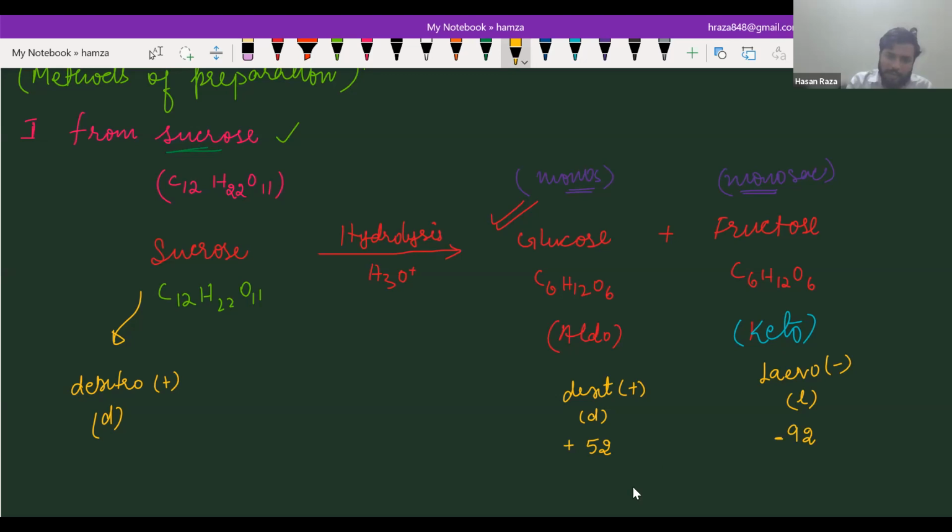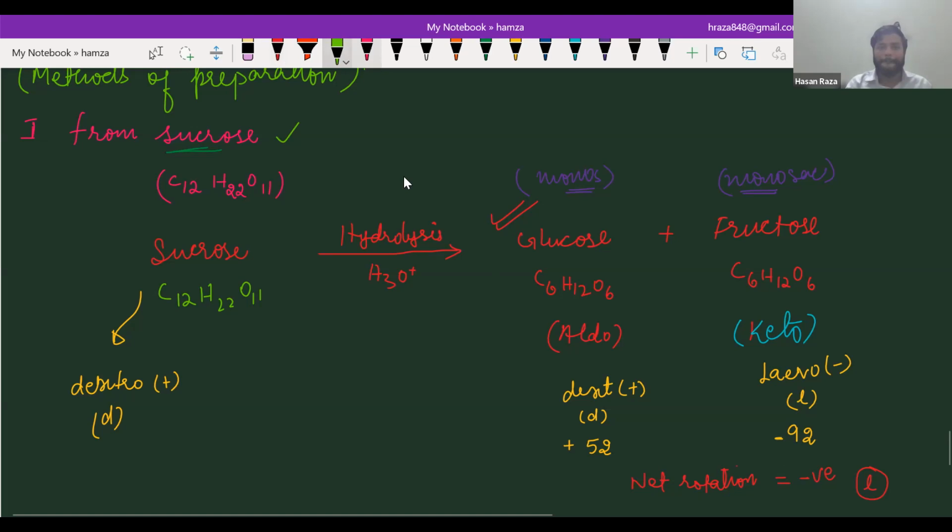Levorotatory means negative, and L. You know that levo is anti-clockwise and dextro is clockwise rotation. And you know the degree of rotation in fructose is 92. That means minus 92, and this is plus 52. So if you see the net rotation, it will be negative. That means levo. Are you getting my point? The net rotation, plus 52 minus 92, will be minus 40. The net rotation will be anti-clockwise.